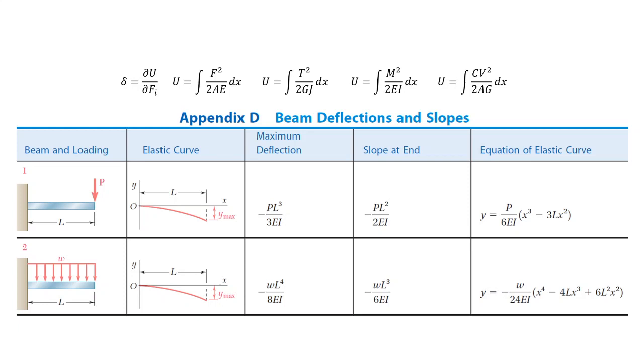The only difference is that this P is located at the middle of the beam, at the center of the beam. So I'm still going to use this equation, maximum deflection, but replacing L by L over 2. Okay. And the other half of the beam, the other L over 2, is still going to go down because there's an angle. So I'm going to use this equation as well. So what I'm going to do is basically this.